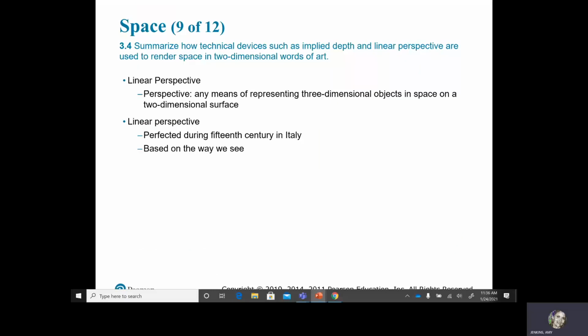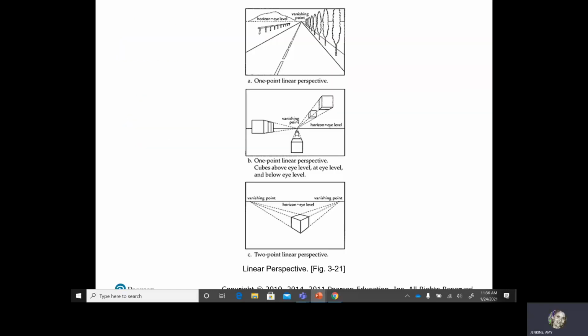Linear perspective. Perspective is any means of representing 3D objects in space on a 2D surface. Linear perspective is perfected during the 15th century in Italy and based on the way we see. 1-point linear perspective showing what it looks like below the horizon line and what it looks like above the horizon line.